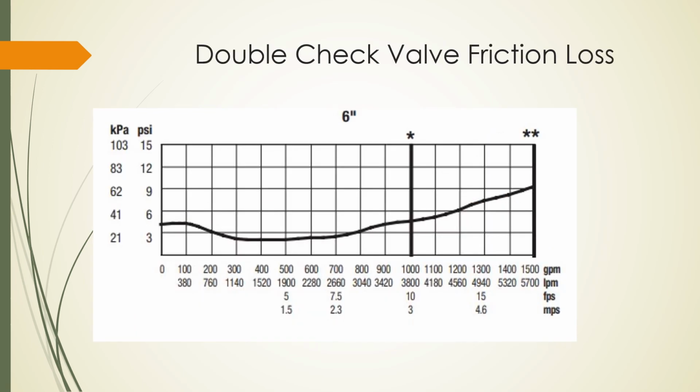And the way we determine the pressure loss through the double check valve is a series of graphs that'll be part of a cut sheet. In our particular case, we will be looking at a 6-inch double check valve, and you can see along the x-axis there's GPM, and the y-axis will be PSI. So, for instance, at a flow of 1,000 GPM, it looks like it's somewhere in the vicinity of between 4 and 5 psi pressure loss.